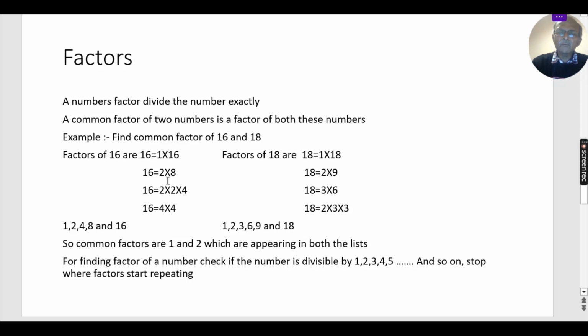That means this 8 is factorized as 2 into 4. Another way of writing 16 is 4 into 4. So we have so many sets of numbers here. What could be the factors? Factors are 1, then we have 2, then 4, then 8, and then 16. So 1, 2, 4, 8 and 16 are the factors of 16.